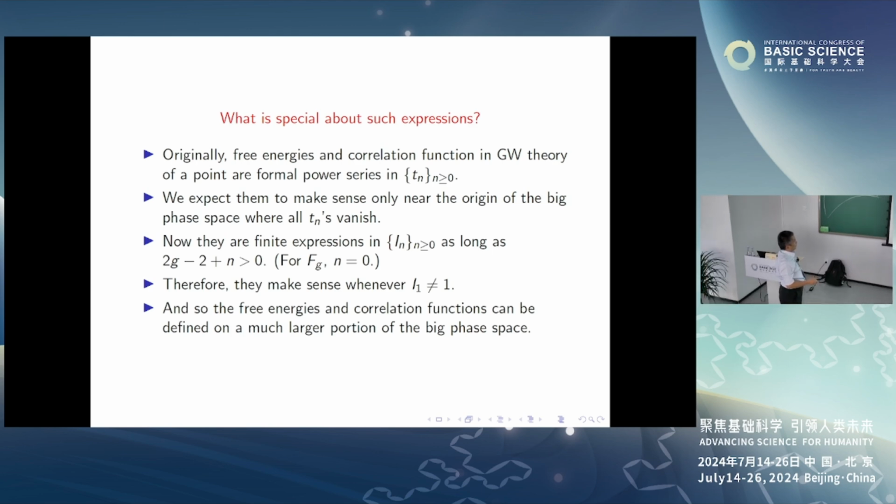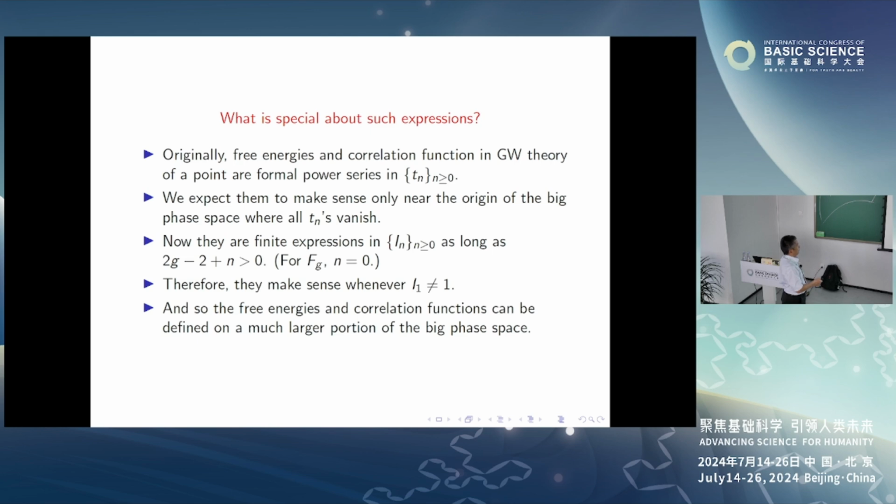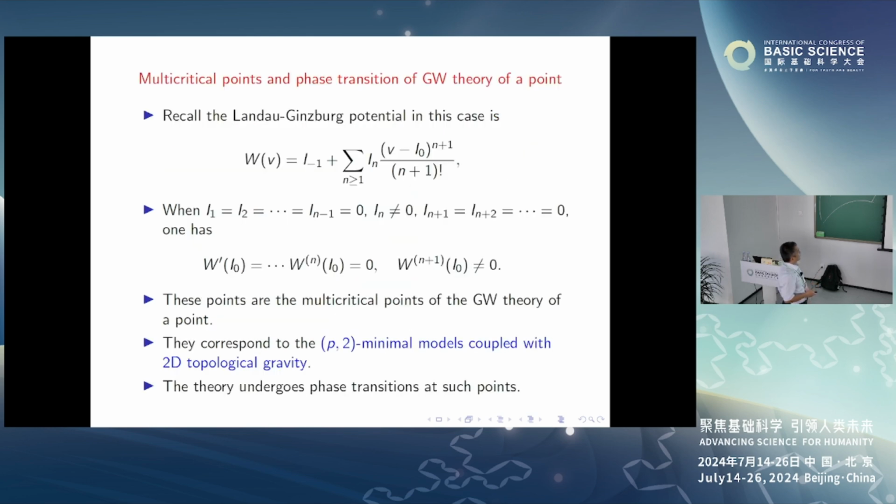Now, if you change the coordinates, it turns out that the expression makes sense whenever I1 is not 1. So you can move away from this point to other places. And that is important. Otherwise, you just get a formal thing which has to be confined at one point. So the free energy and the correlation functions can be defined on a much larger portion of the big phase space, and then we can see something called phase transition and other things. So let's move on to that.